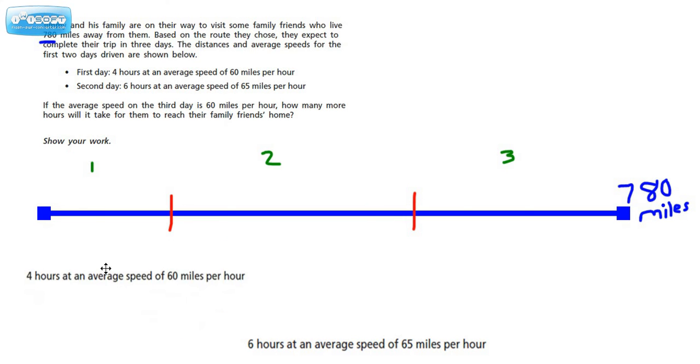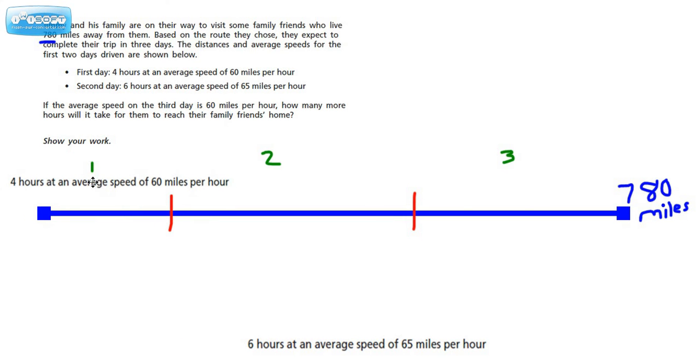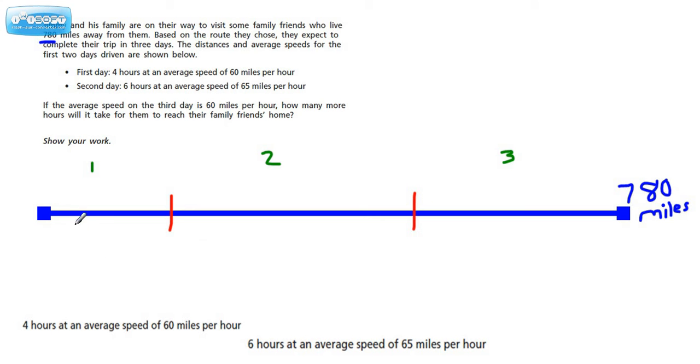We know that the first day, they're going to be traveling 4 hours at an average speed of 60 miles per hour. So let's think about that. They're going to be going for 4 hours. Let's write that number down. 4 hours. And they're going 60 miles per hour. That means we're going to be taking the number 60 and multiplying it by 4 to get how far they went on day 1. So that's 240 miles. Let's write that number down. 240 miles that they've gone on day 1.